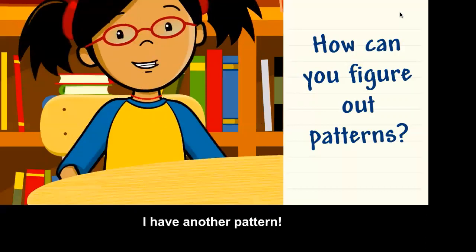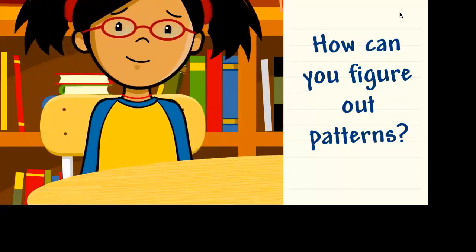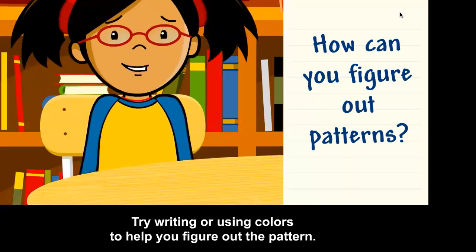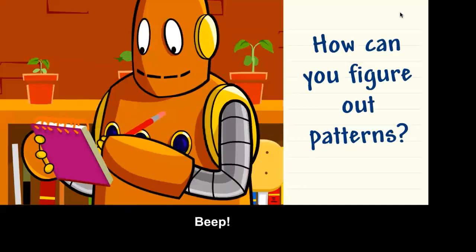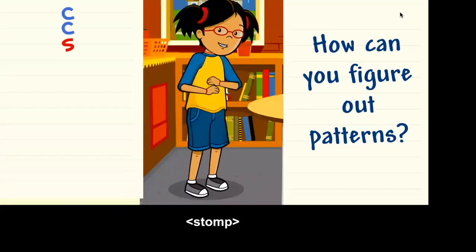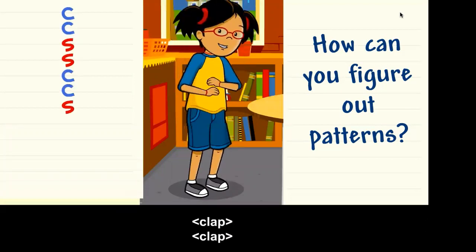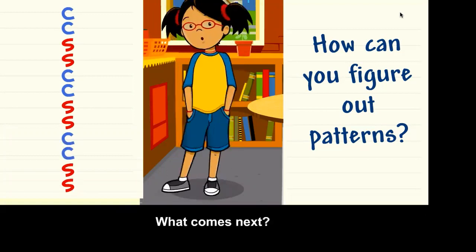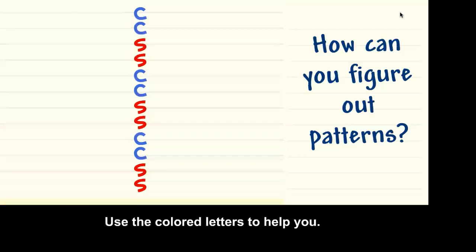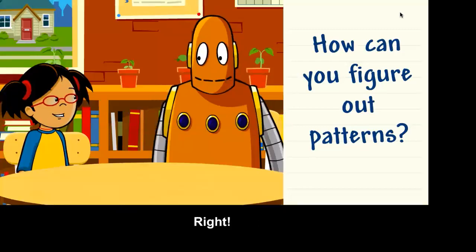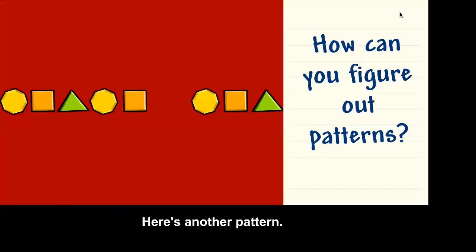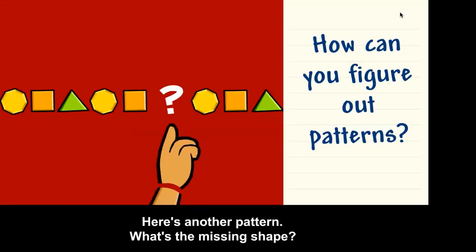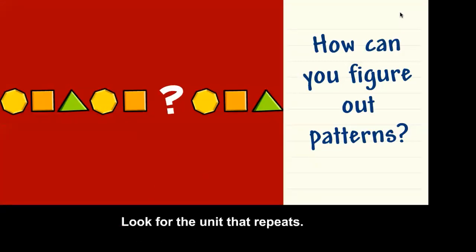I have another pattern. Listen carefully. Try writing or using colors to help you figure out the pattern. What's she doing? What comes next? Use the colored letters to help you. Right, a clap. Here's another pattern. What's the missing shape? Look for the unit that repeats. What comes right after the square?